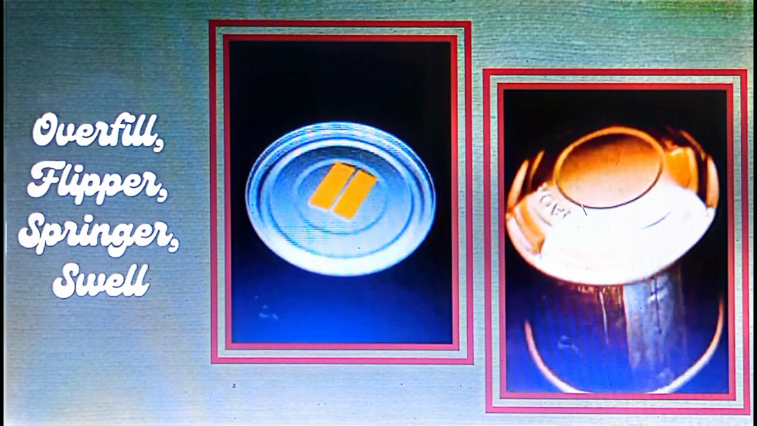Another example is the overfill or flipper, springer, and swell. It belongs to the other manufacturing defects, and must be treated as a serious container defect unless testing proves otherwise. It is used to describe cans which have ends distended to varying degrees from several causes. The cans must be checked for microbial growth, chemical reactions such as hydrogen gas production, internal corrosion, or weight.